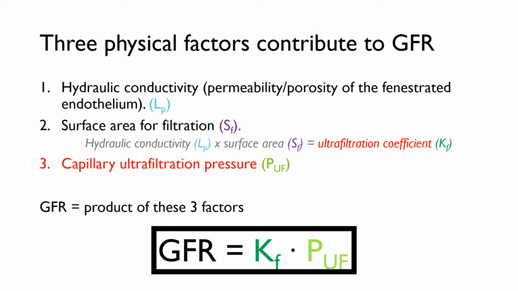Now, interestingly, the hydraulic conductivity times the surface area, those two, number 1 and number 2, multiplied together, give you something called the ultrafiltration coefficient, K sub F. This was mentioned earlier on in this lecture. So now you can go back and review that, and hopefully that will make sense. The third physical factor that contributes to glomerular filtration rate is the overall capillary ultrafiltration pressure, or PUF. The product of KF times PUF equals GFR. So these are the physical factors that contribute to glomerular filtration rate. And if you manipulate any of these three variables, then you can change GFR.